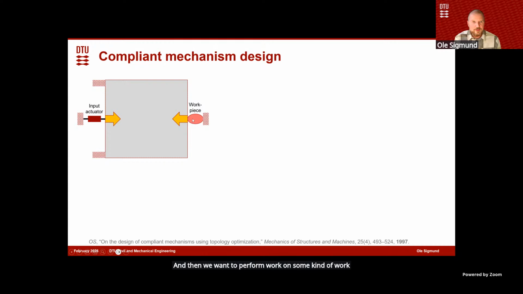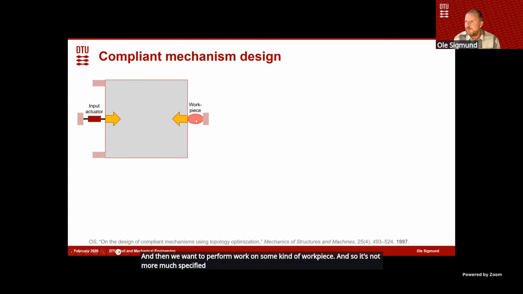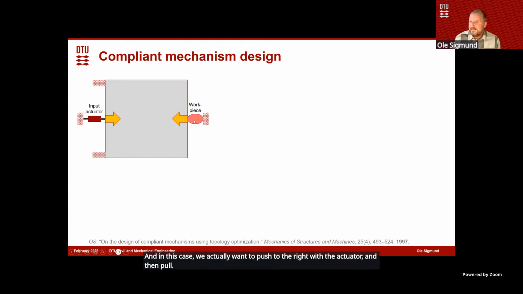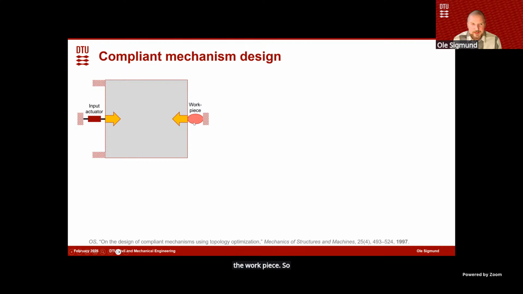And so it's not much specified, but something where it has to generate a force or displacement. And in this case, we actually want to push to the right with the actuator and then pull the workpiece. So this is a very nice and challenging second topology optimization problem.